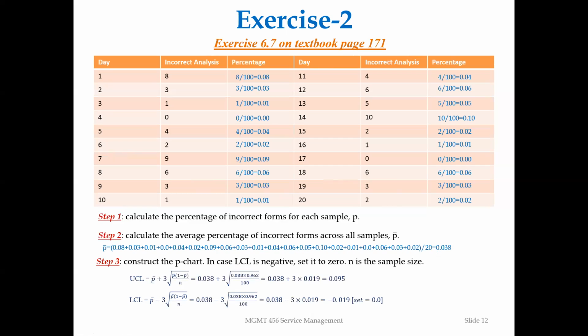Once we know P bar and N, we can plug in the numbers and do the math. The lower control limit is negative 0.019 and the upper control limit is 0.095. As we discussed, if we see a negative lower control limit, we make it 0. So that's why the actual lower control limit is 0. It's not negative 0.019. So the limits are between 0 and 0.095. This is how we do it. This is an exercise question.